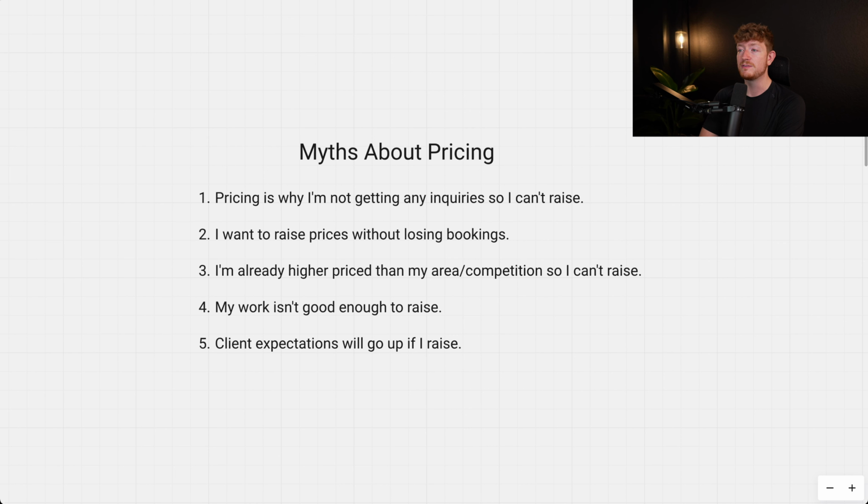So again, last point on this, comparison is a thief of joy. Please don't compare yourselves to the amazing photographers out there, the Jose Villas, the Henry Twos, because yeah, they are fantastic, but you don't need to be that good to book out your calendar and get to 6 figures. You don't, I promise. So again, you just need to provide work that is good for your ideal client. Okay, let's move on. Number 5, client expectations will go up if I raise.